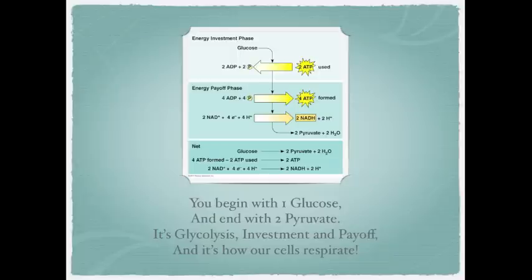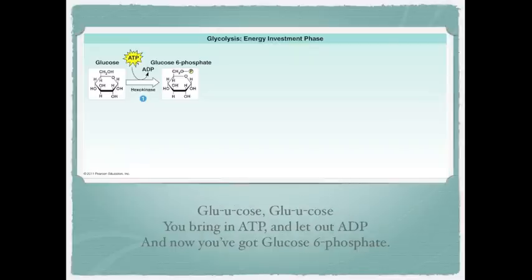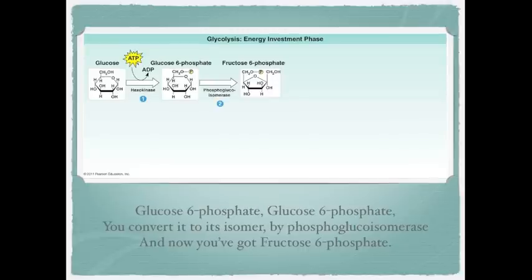With glucose to pyruvate. It's glycolysis, investment and payoff, and it's how our cells respirate. Glucose, you bring in ATP and let out ADP, and now you've got glucose-6-phosphate.